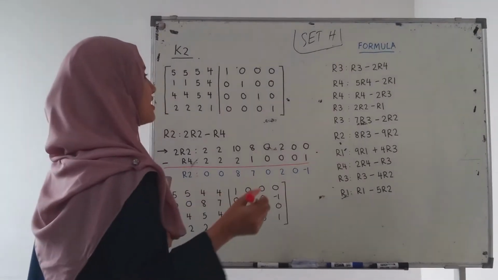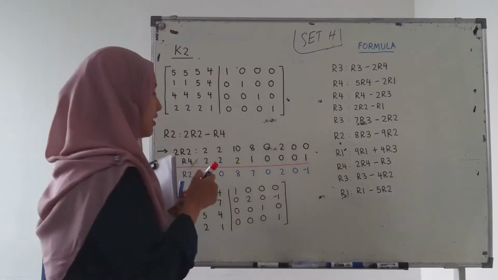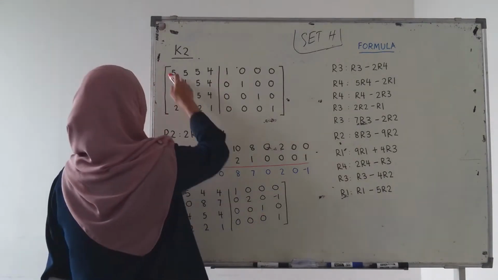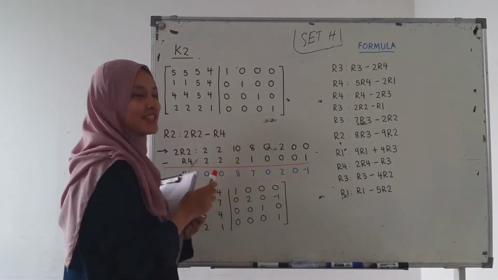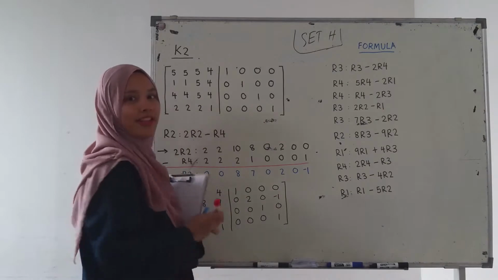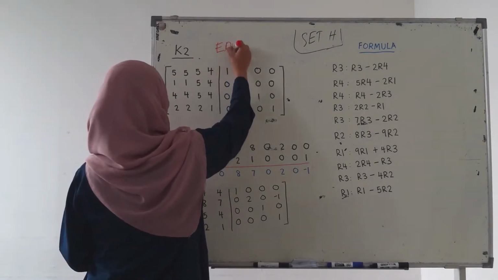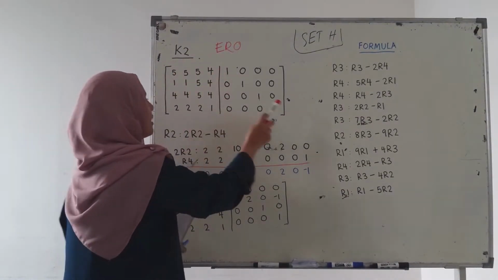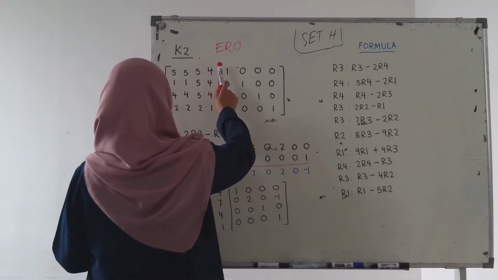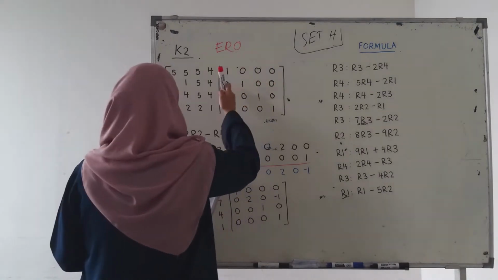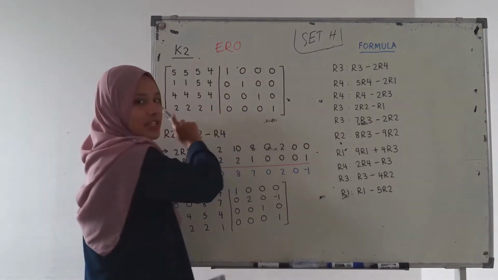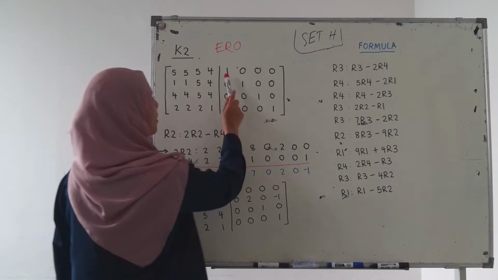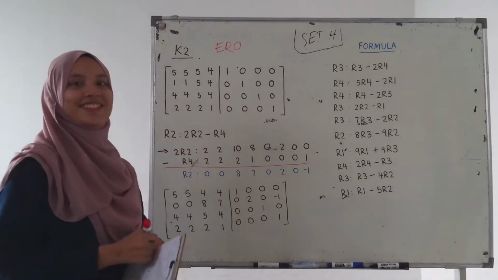Okay, let's continue with the second matrix given. In this second matrix, we are required to find the inverse of this matrix by using the ERO method. The first step to change this matrix for the ERO method is adding the identity matrix beside the given matrix. The matrix that we add must have this kind of pattern, which is 1 0 0 0. Can you see this? It's like this.